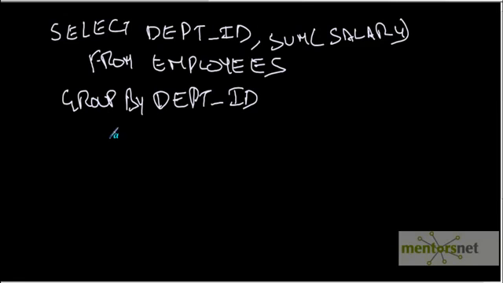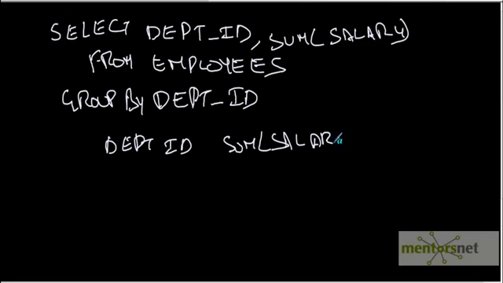So we will get the output as department ID and sum of salary, and it could look like department 10 has a salary of 1000, department 20 has a salary of 1100, and all that. So how do we do the same thing in Informatica? Let's see that in this class. Let me go to Informatica.